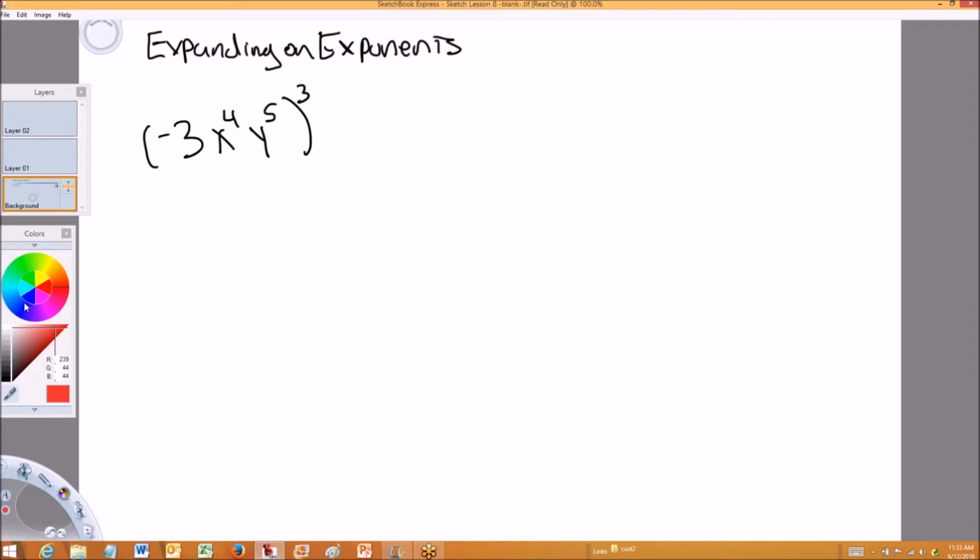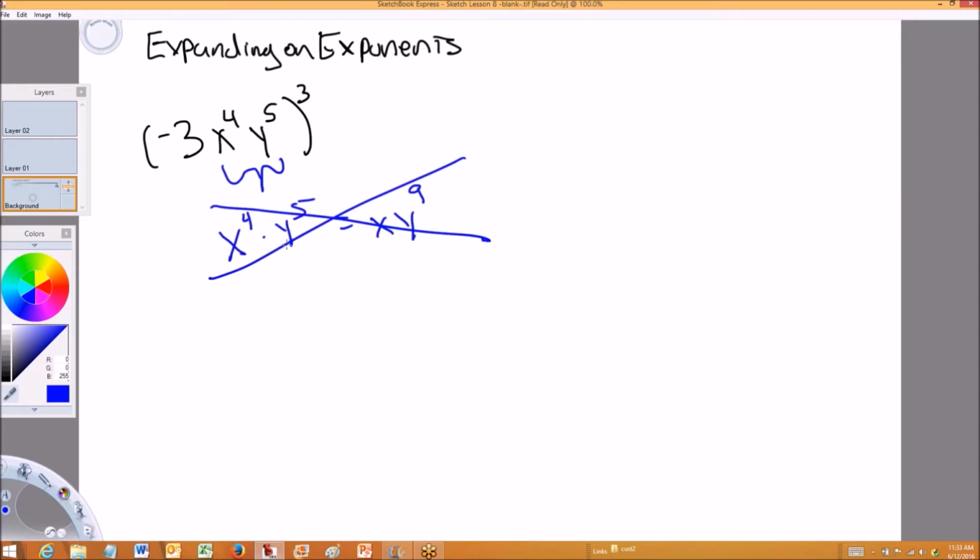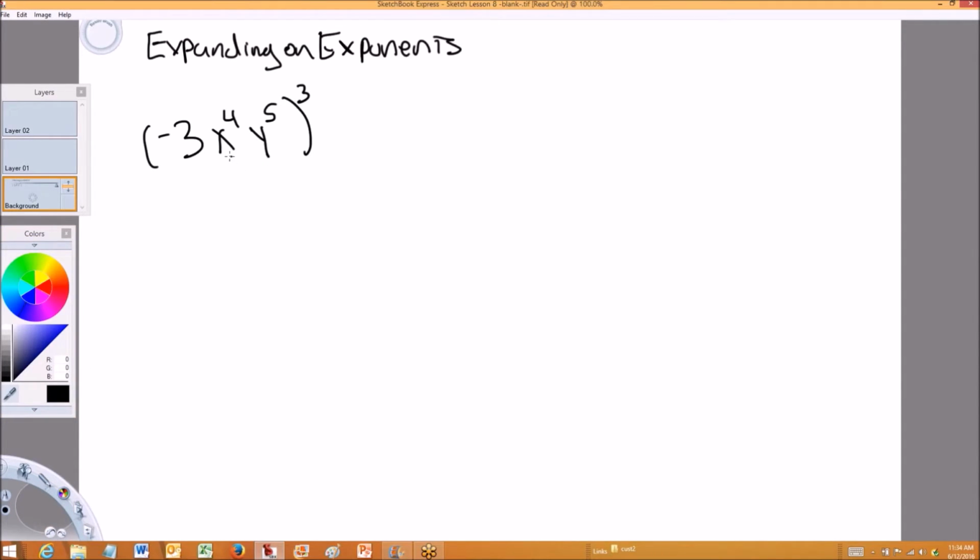And again, we hit on this before, but you cannot do just taking this part of it down. Sometimes it's tempting to say x to the 4th power times y to the 5th power equals x, y to the 9th power. That is not true. You cannot do that. So what we have to do is we just keep x and y separate. All right, as before, we're going to break these out. So we know that all these are to the 3rd exponent.